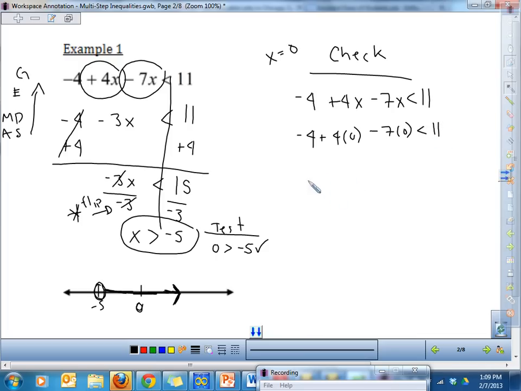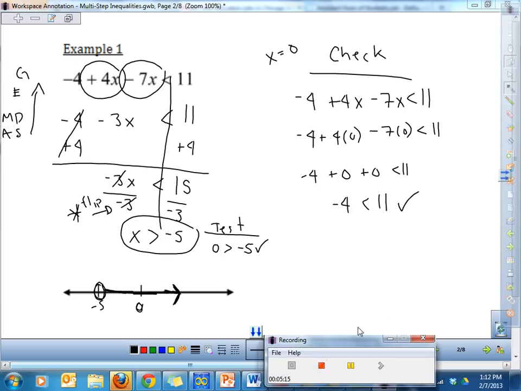Now let's see if that checks out. Negative 4 plus 0, because 4 times 0 is 0, minus 7 times 0, which is 0. Is that less than 11? Negative 4 plus 0 is negative 4. Is that less than 11? Is negative 4 less than 11? Yes, it works. So our inequality is correct. x is greater than negative 5.